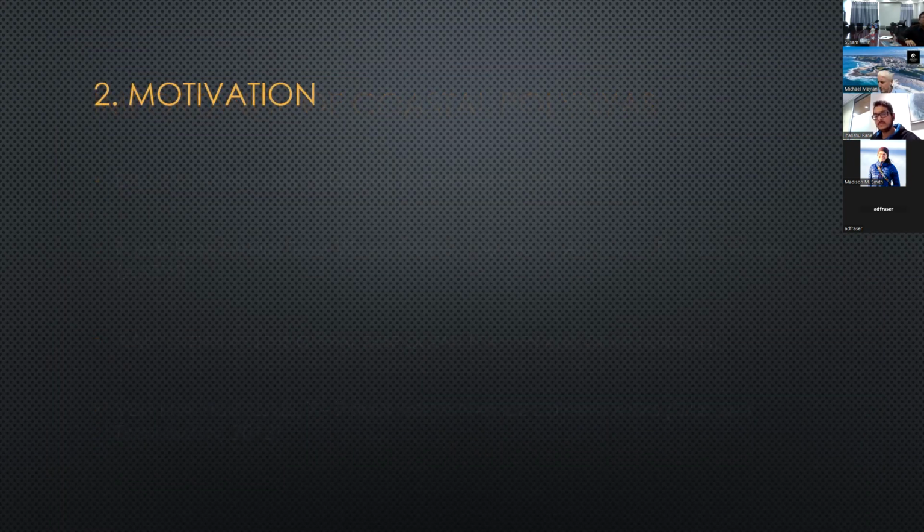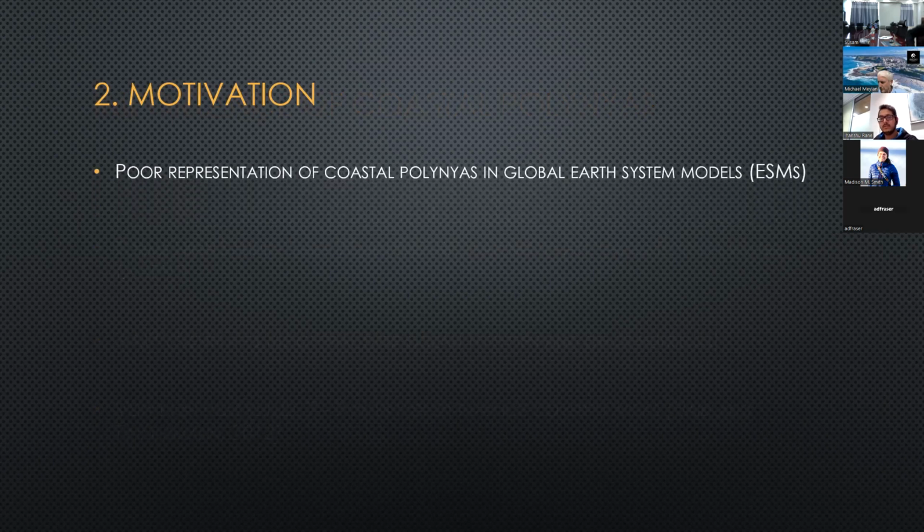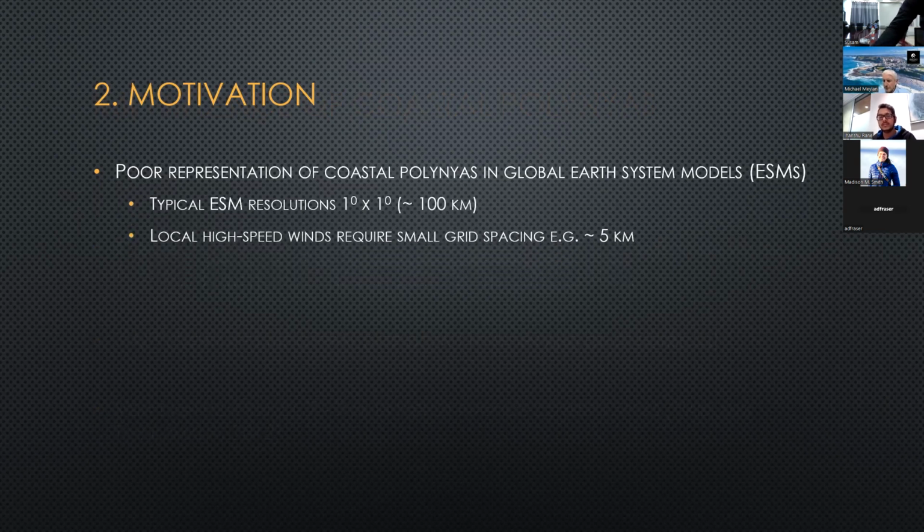So the motivation for this project is that global Earth system models have limitations in representing polynya-associated processes due to their coarse resolution. Earth system models typically run at coarser resolutions, such as 1 degree by 1 degree, around 100 kilometers by 100 kilometers, with some modern versions running at 1/4 degree.